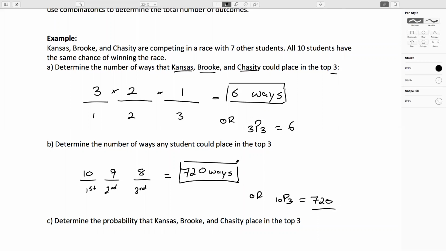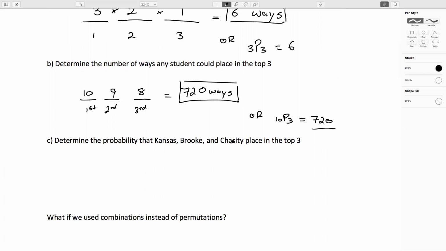So now that we've calculated the total outcomes and the desirable outcomes, we just have to calculate the probability that Kansas, Brooke, and Chastity place in the top 3. The probability is going to be given by the number of desirable outcomes, which is 6, divided by the total number of outcomes, which is 720. And we will have a 0.0083 probability. In terms of a percent, times 100%, we have 0.83%.